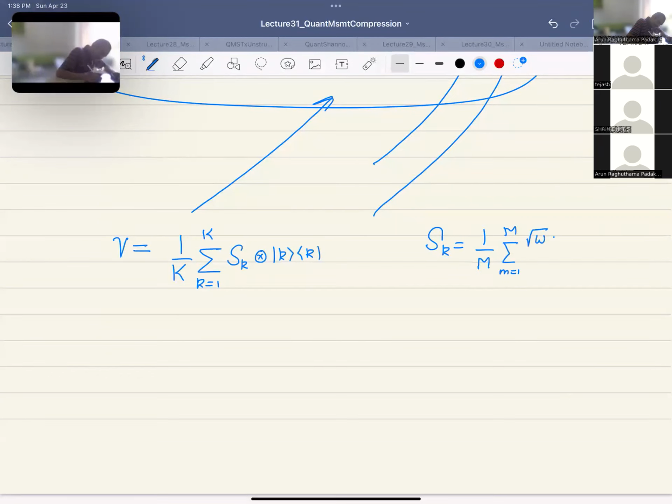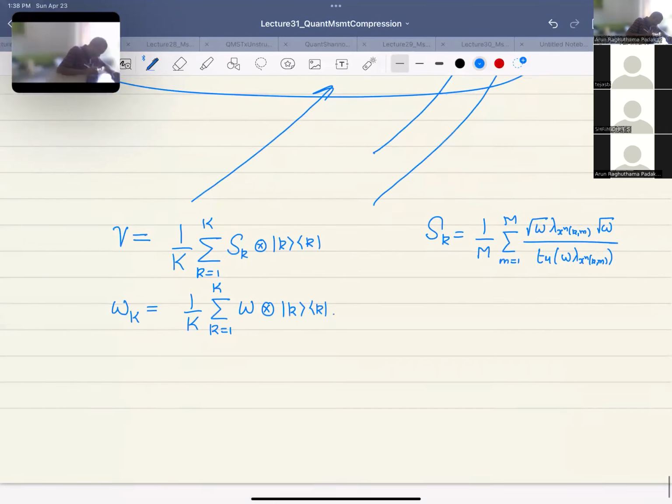Root omega lambda xn of k comma m. Root omega divided by trace omega lambda xn of k comma m. Actually, this is not one step, but let's see. This is sk. What is phi omega k? Omega k is just 1 by k, k equal to 1 through capital K, omega tensor kk. That's all it is.